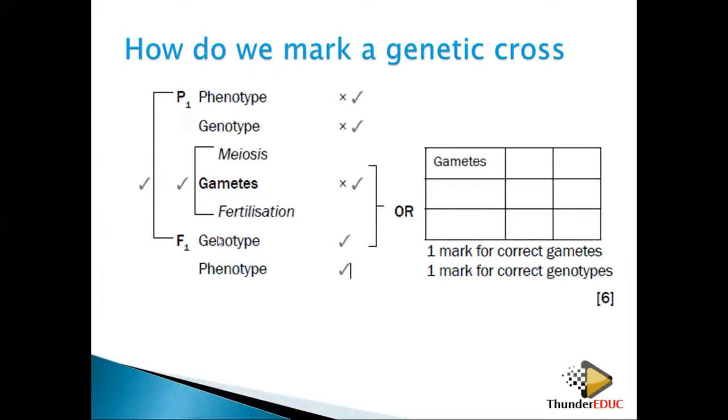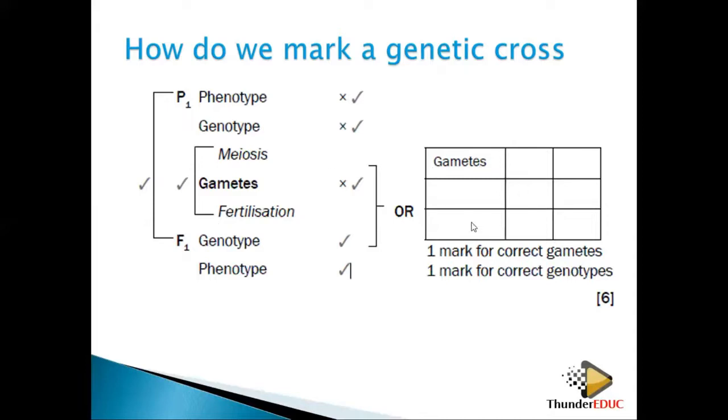So P1, F1, we give you a tick. Meiosis and fertilization, we give you a tick. Writing the phenotype, we give you a tick. Writing the genotype, we give you a tick. Then putting the gametes here and crossing them correctly, we give you a tick. Writing the genotype will give you a tick, and then writing the phenotype will give you a tick. P1 and F1 can change to P2 and F2 if it is the second generation.